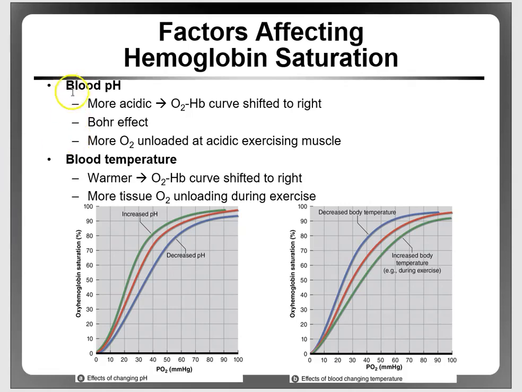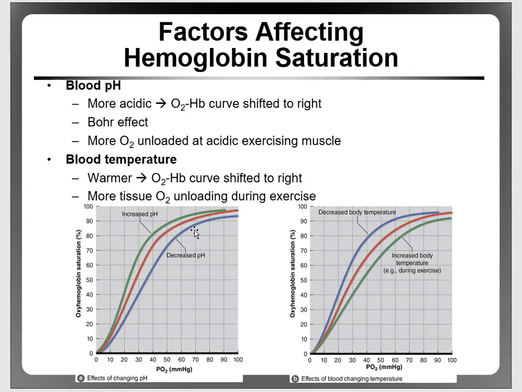All right, so pH, blood pH, can actually cause the curve to shift. So if the blood becomes more acidic, the dissociation curve is going to move to the right. If the blood becomes acidic, that means my pH is decreasing. If I have a decreased pH, it is acidic, and that's going to cause my oxyhemoglobin curve to shift to the right. That's called the Bohr effect. That means that more oxygen is being unloaded from the hemoglobin at the tissue level, so that's a right shift. So that's the Bohr effect.